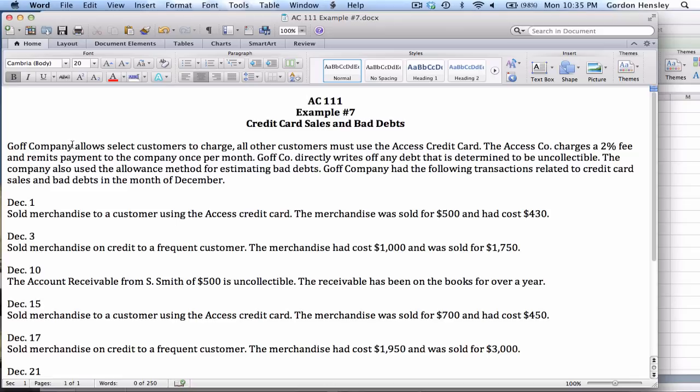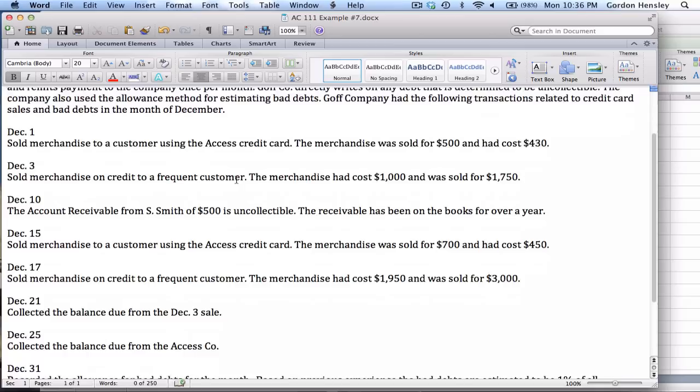The information here says that the golf company allows select customers to charge. All other customers must use the Access credit card. The Access company charges a 2% fee and remits payment to the company once per month. The golf company also will directly write off any debt that is determined to be uncollectible, and we also use the allowance method to estimate bad debts. They had the following transactions related to credit card sales and various other sales and bad debts in the month of December.